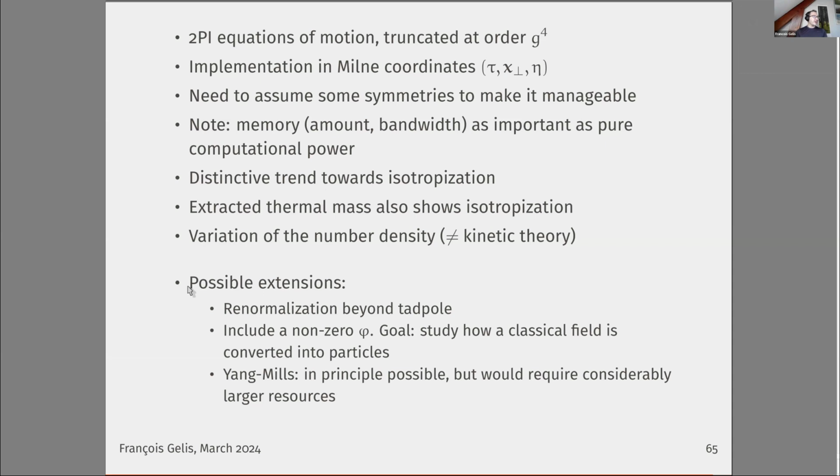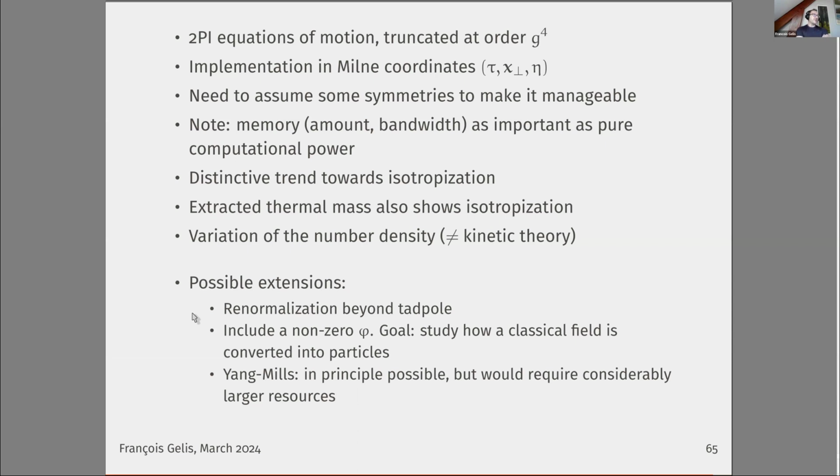So we're thinking of some extensions. I would say among the three listed, the first two are realistic in a rather short time frame, and the last one is probably not feasible with the resources we have now. So first extension, of course, is to improve the renormalization to fully remove all dependence on the UV cutoffs from the two-loop self-energies.